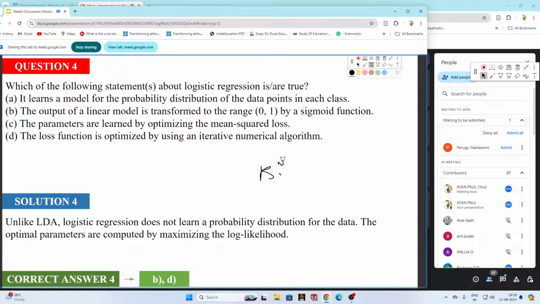Beta new will be beta old plus some terms, some weights, with the Newton-Raphson method, right, sir? Yeah, so that is the thing.